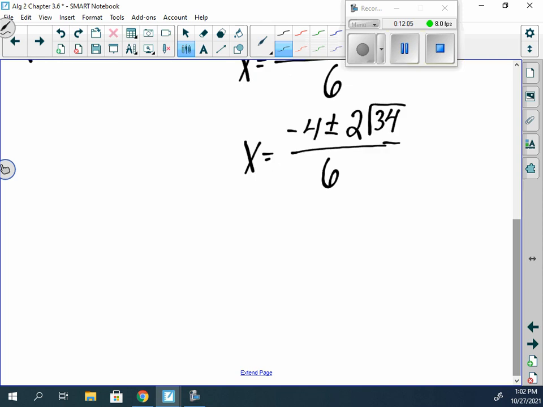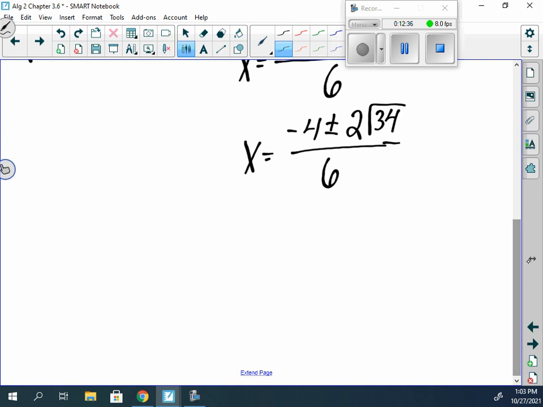Now again, we can't add or subtract negative 4 and 2 square root of 34 because of that square root. They're not like terms. But is there a greatest common factor with negative 4, 2 square root of 34, and 6? Is there a number that will go into all 3? Because negative 4 is divisible by 2. Is 2 square root of 34 divisible by 2? Well, you have the 2. And 6 is divisible by 2, yes?